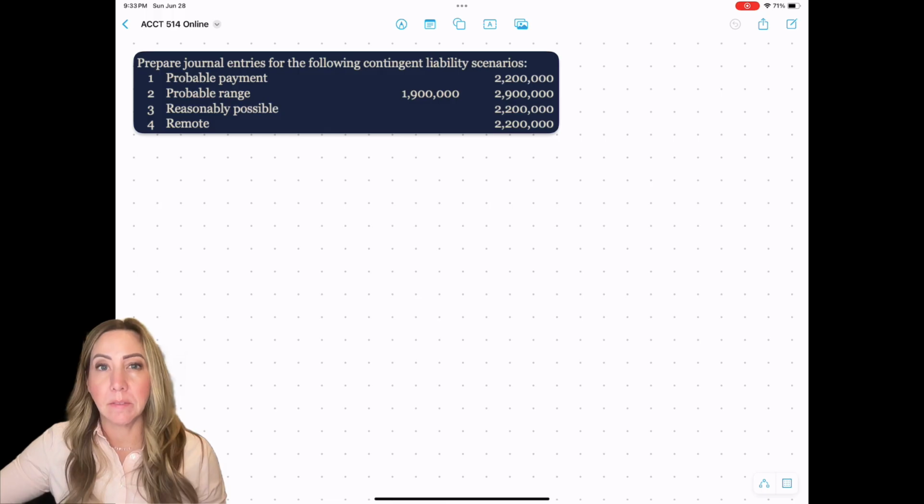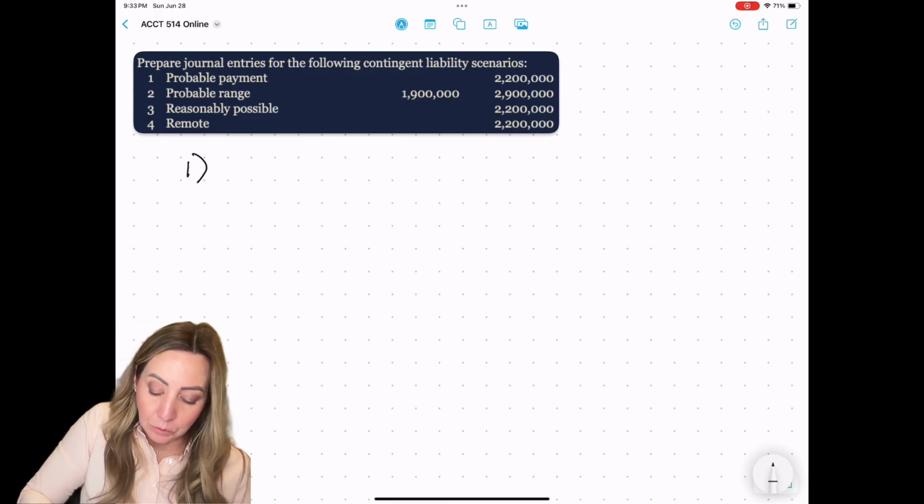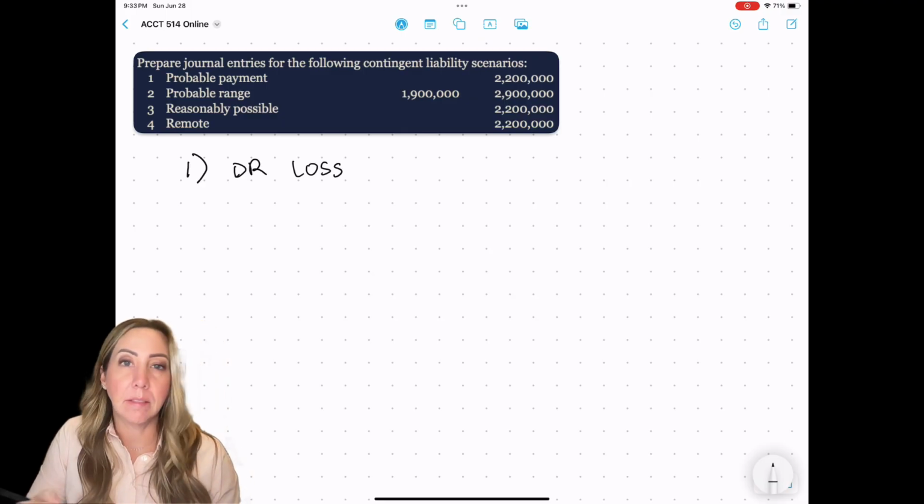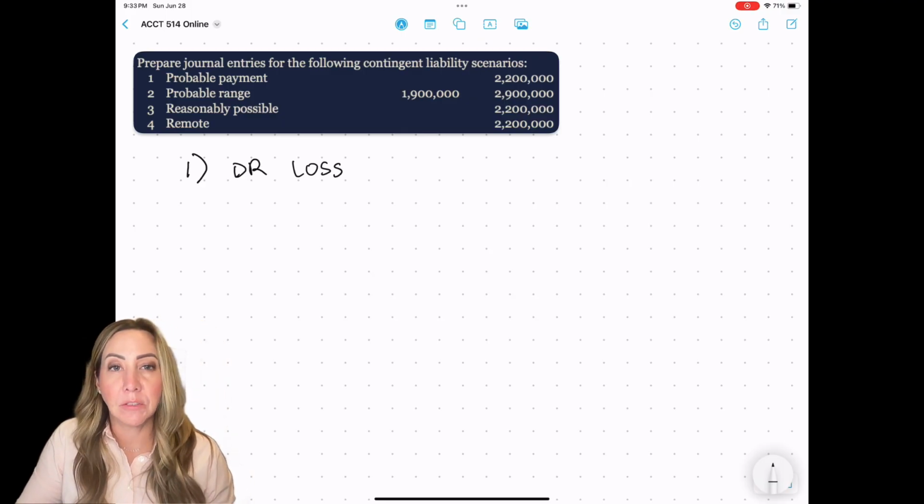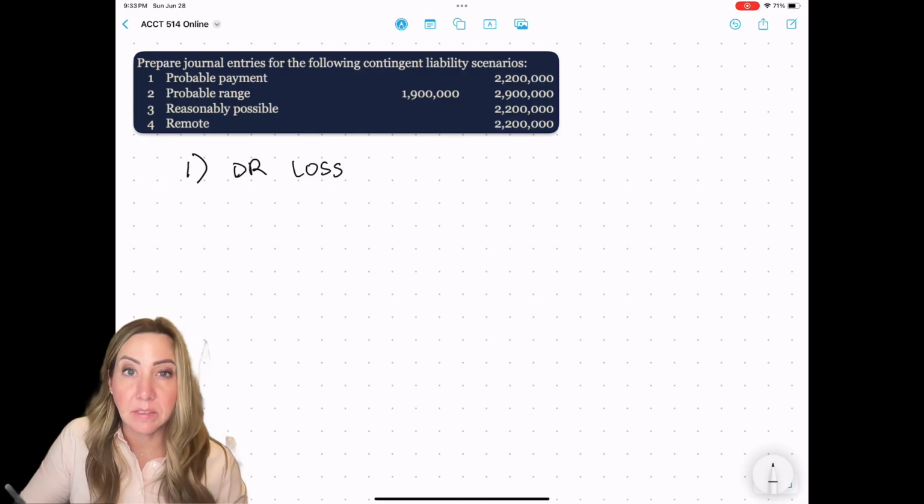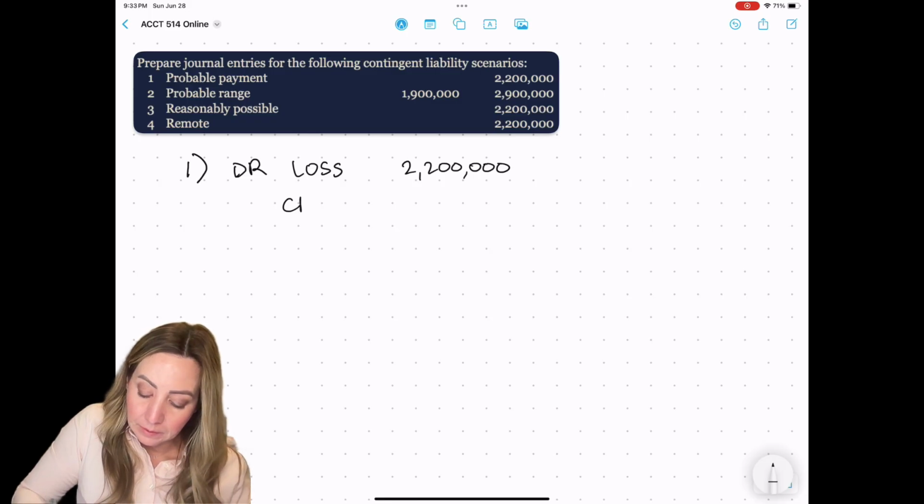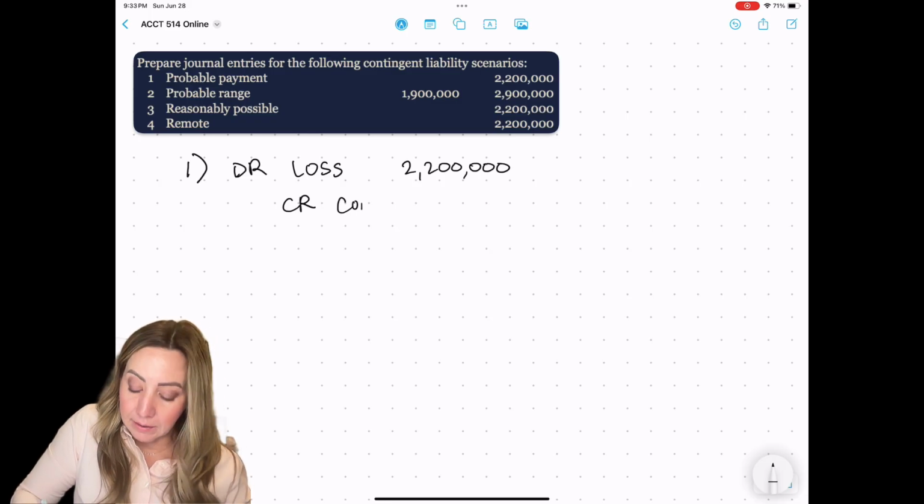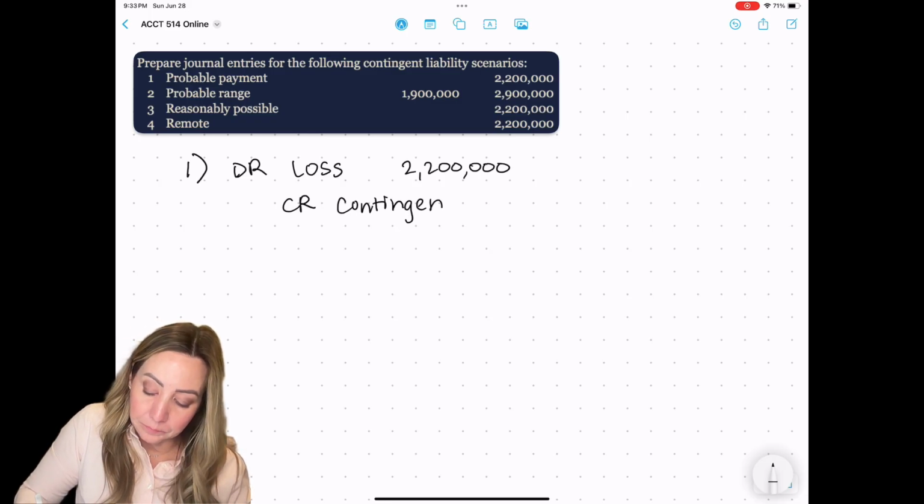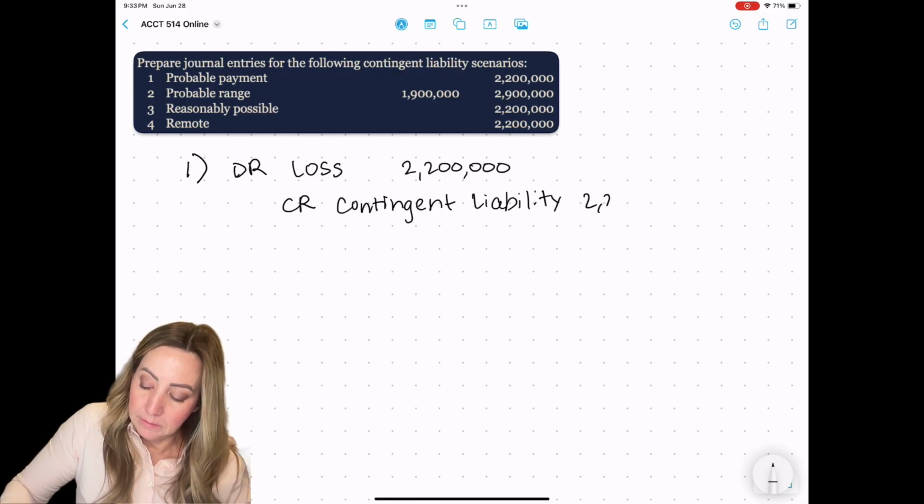So probable, and if we can reasonably estimate it, means we need to record it. So we'll do a debit here to a loss, and it could say loss due to liability or loss on contingent liability, but it just needs to be a loss account in the amount of $2.2 million. And we need to credit contingent liability. And the word liability is the important part, for the amount of $2.2 million.